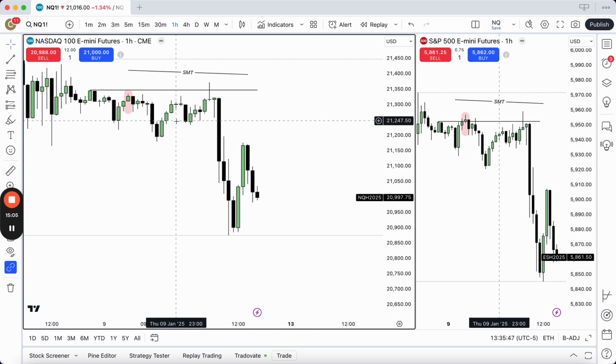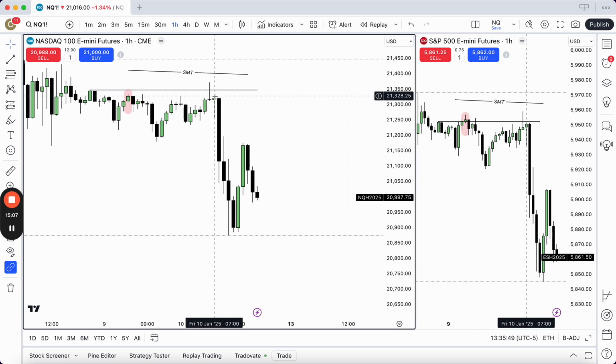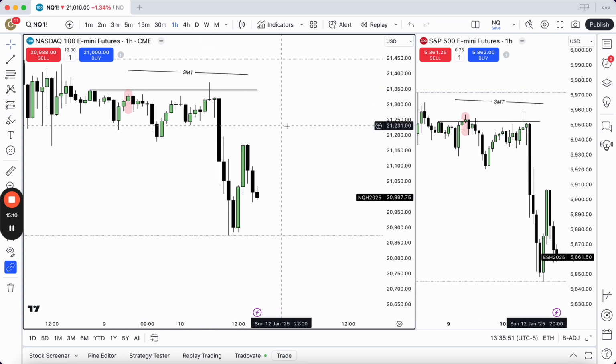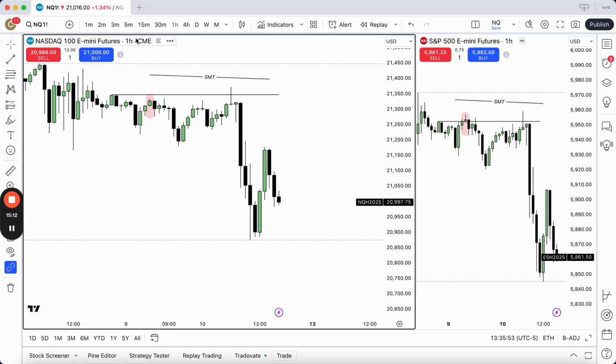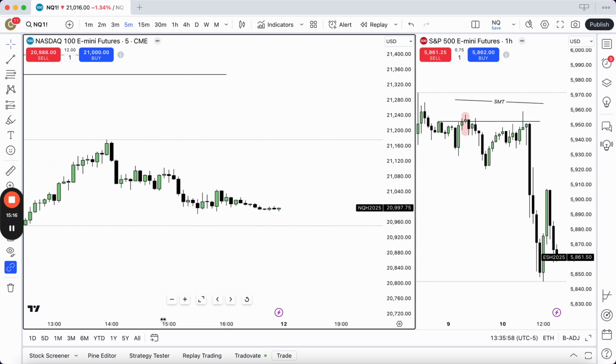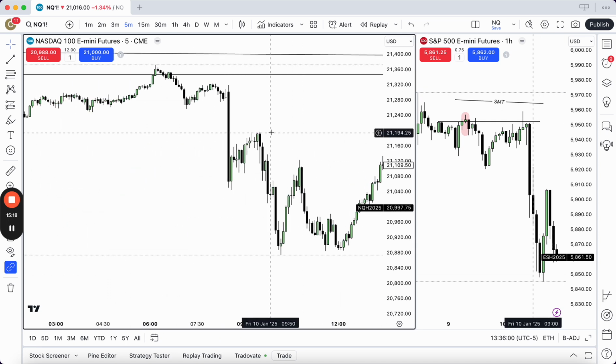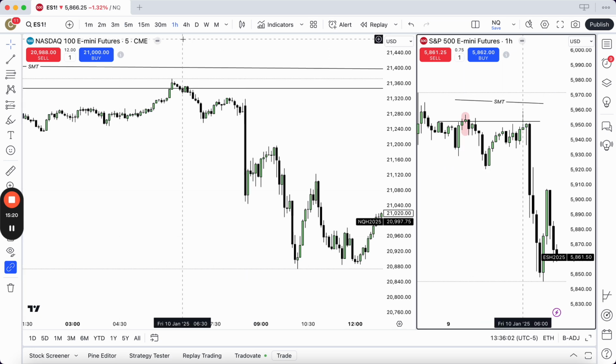Okay, so this is on the hourly time frame. We have that SMT, we have the liquidity sweep. What else are we looking for? We need to align our time frames. So the 5 minute is aligned with the 1 hour. Go down to the 5 minute and find a change in state of delivery out of that high sweepage.